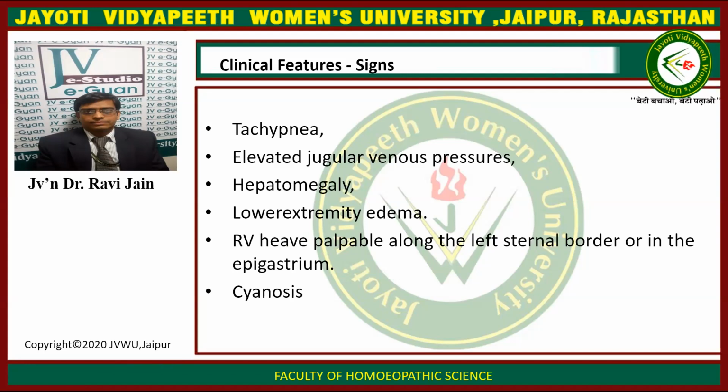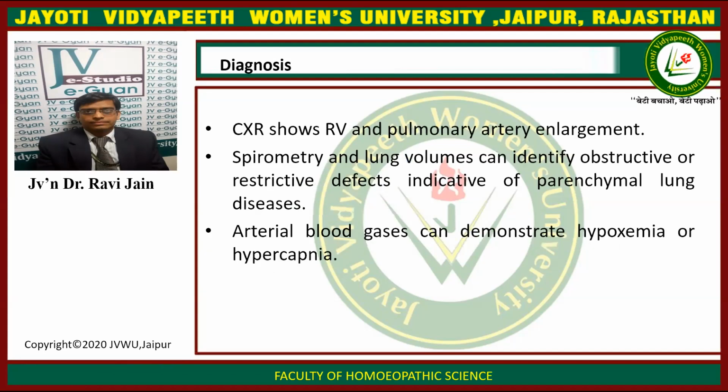Now we come to the signs. So in the signs, we have tachypnea, we have elevated jugular venous pressure, there will be hepatomegaly, lower extremities edema, right ventricular heave palpable along the left sternal border or in the epigastrium. We will also have cyanosis. So the signs include the tachypnea, elevated jugular venous pressure, hepatomegaly, lower extremity edema, right ventricular heave that is palpable along the left sternal border or in the epigastrium, and there will be cyanosis. Now, what will be the diagnosis?